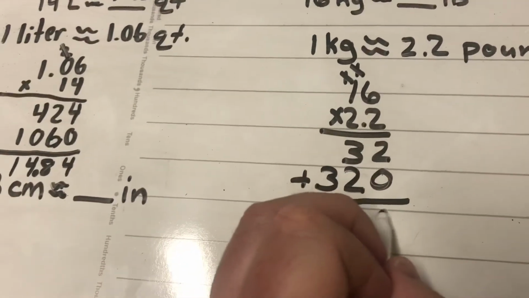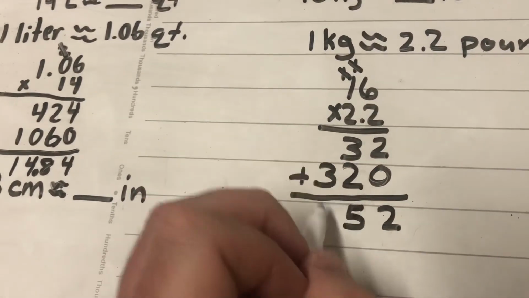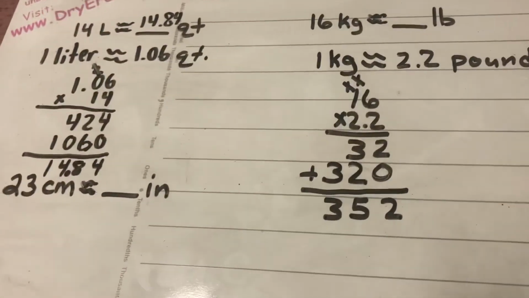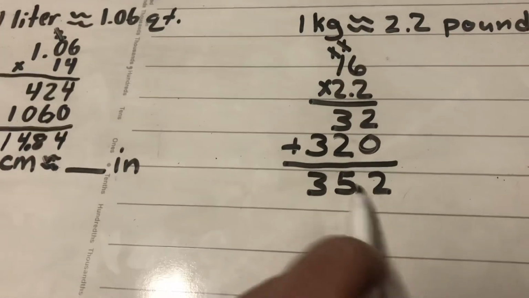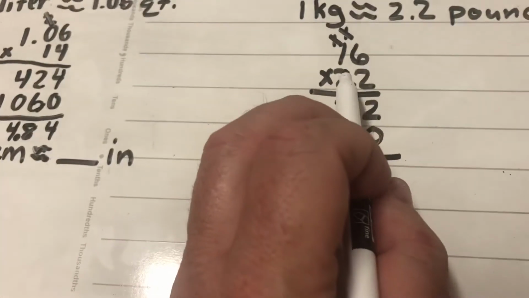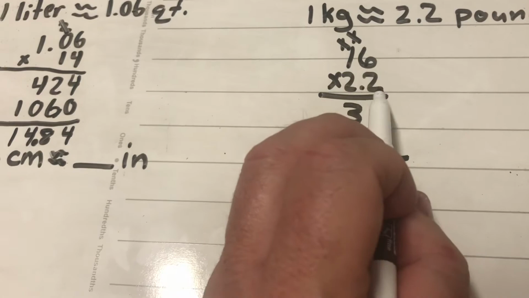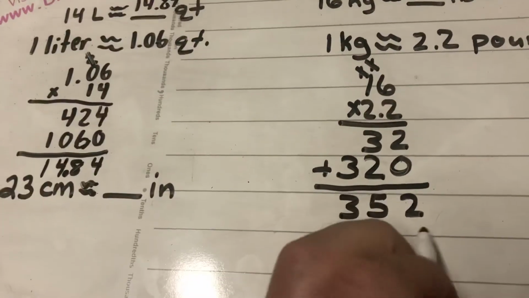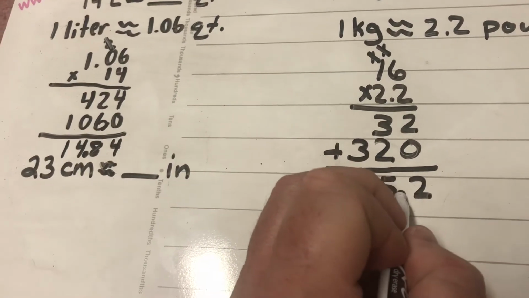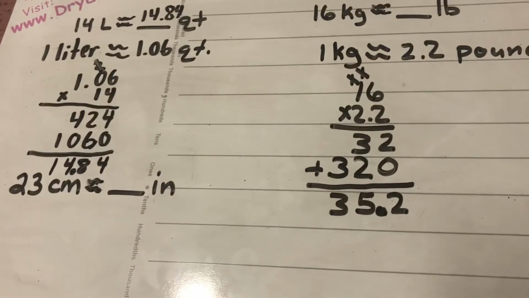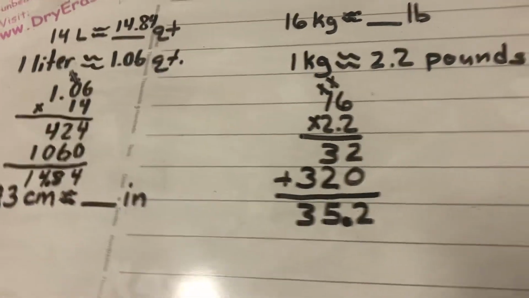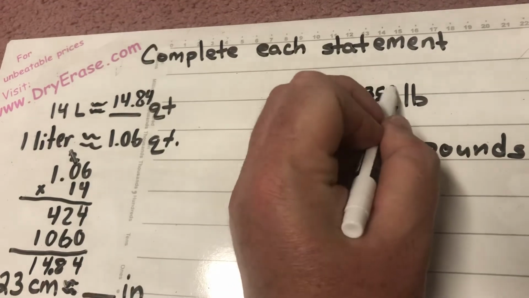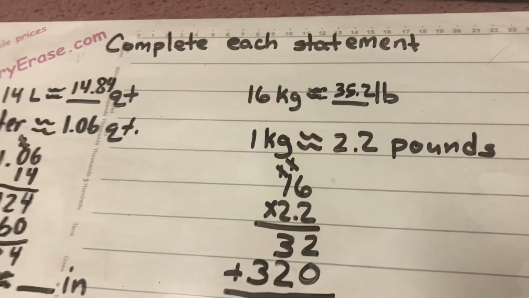2 and 0 is 2. 3 plus 2 is 5. Nothing plus 3 is 3. Once again, how many ever digits come after the decimal in the problem? That's how many digits need to come after the decimal in the answer. Well, the 16 is just a 16. It's only this 2 that comes after a decimal, so that's just one number that comes after a decimal. So I just need one number after the decimal in my answer. I get 35 and 2/10, which means that 16 kilograms is approximately 35 and 2/10 pounds.